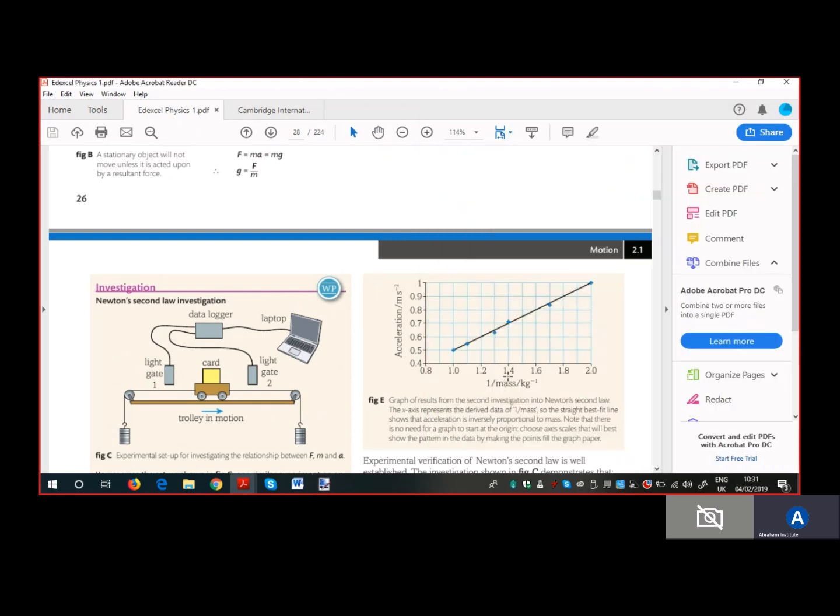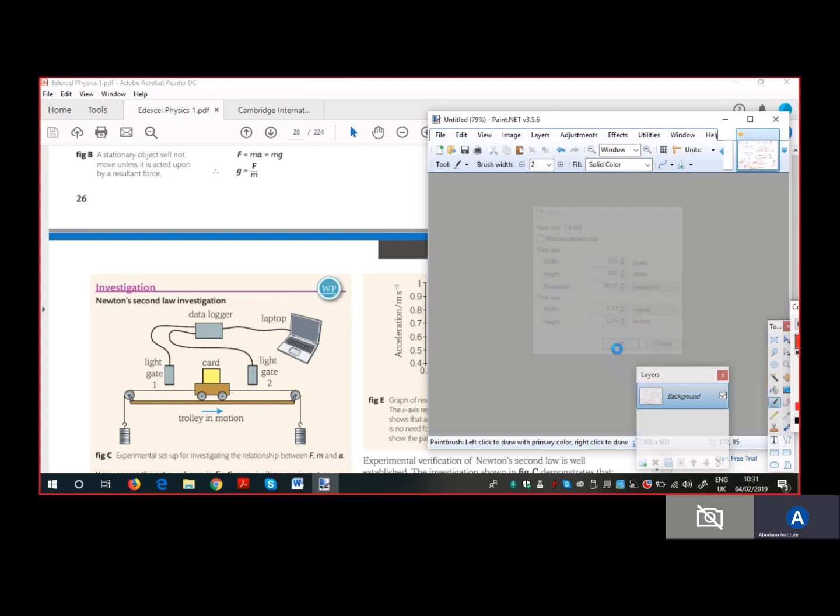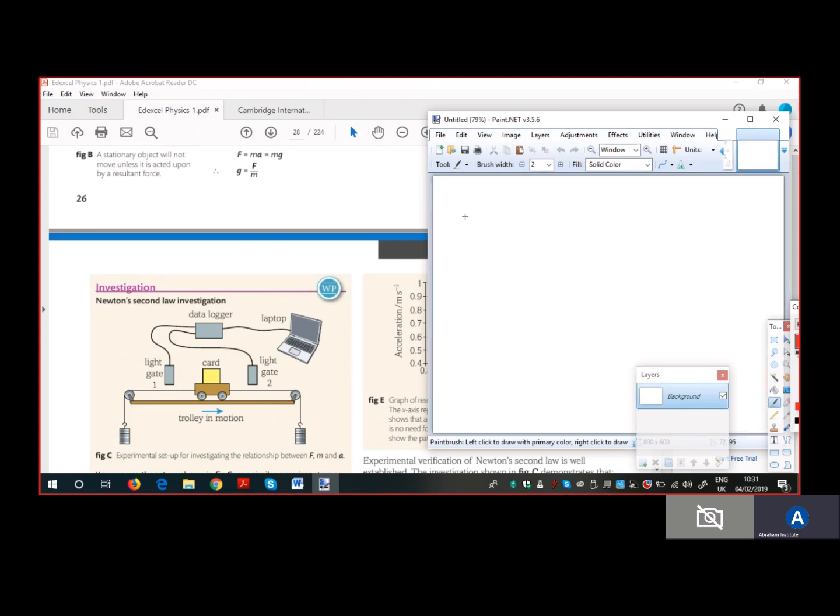Sorry, it's 1 over mass. I'll show you this one also. Here they are plotting a graph of acceleration versus 1 over mass, because if you plot a graph of acceleration versus mass, it will be a curve. You remember learning Boyle's law? In Boyle's law, you learn that the pressure is inversely proportional to the volume. So we had the equation pressure is equal to a constant times 1 over volume, because PV equals K.